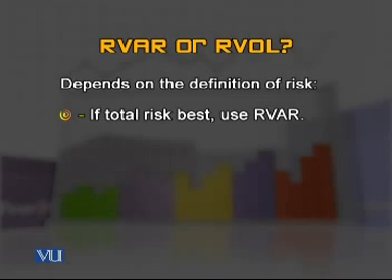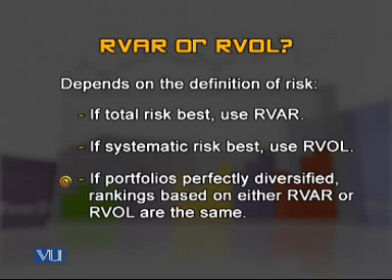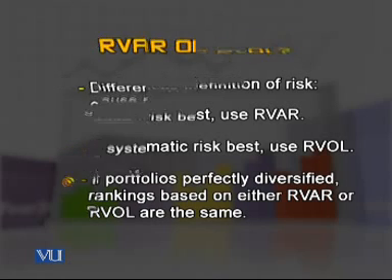If total risk is best, then you use RVAR. If systematic risk is best, then use RVOL. So you can combine total risk with RVAR, variability, or systematic risk with volatility. If portfolios are perfectly diversified, optimally diversified, rankings based on either variability or volatility are the same.